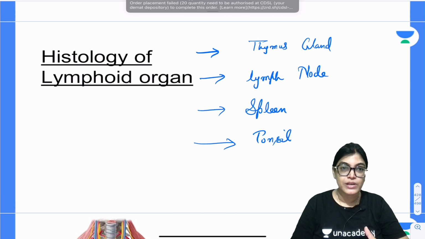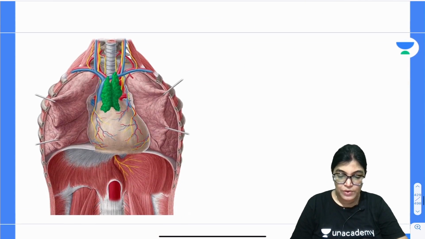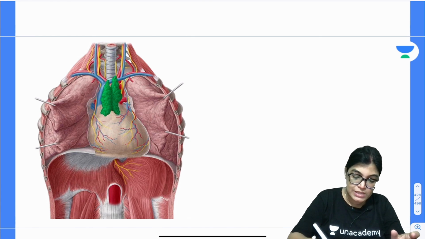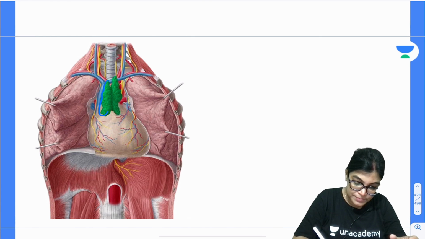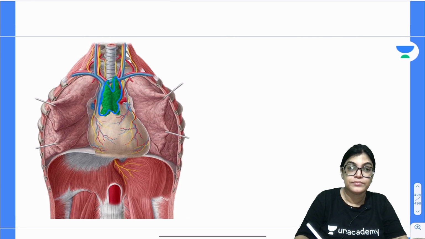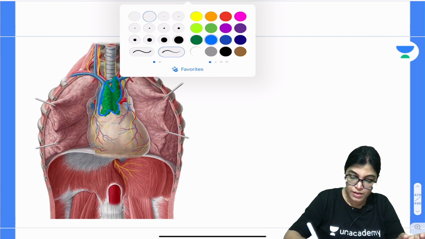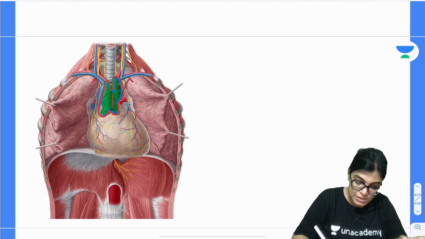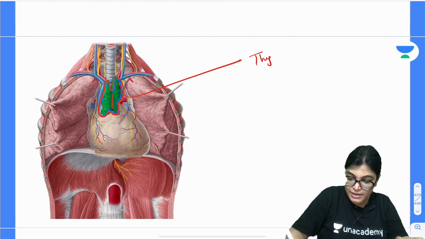Let's start with the first structure, that is the thymus gland. Everyone, can you appreciate this green color bilobed structure which is shown in this diagram? This structure I am talking about. Yes, this is a bilobed structure and this is the thymus gland.